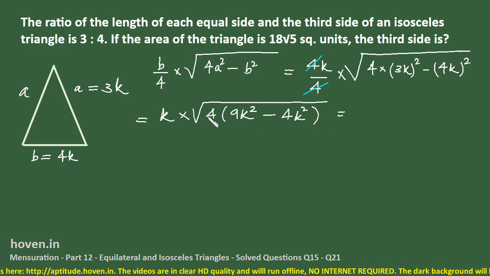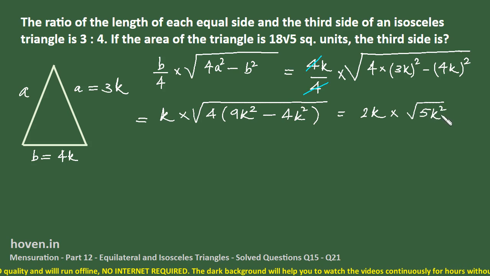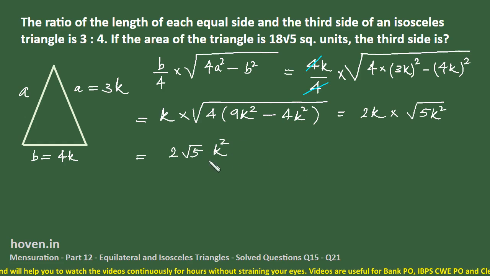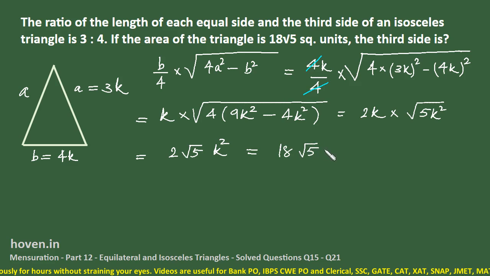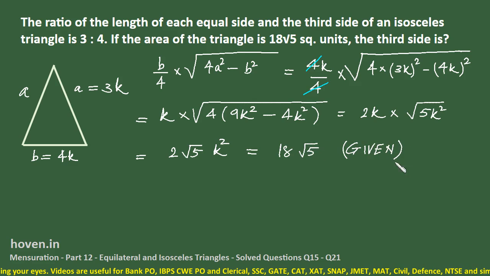to, this 4 will come out as 2k, 2k into square root of, this is 5k square, and this becomes equal to, now you can take out k also, so it becomes 2 square root of 5k square. This is the area and it has been given equal to 18 square root of 5. We will write that this has been given to us.